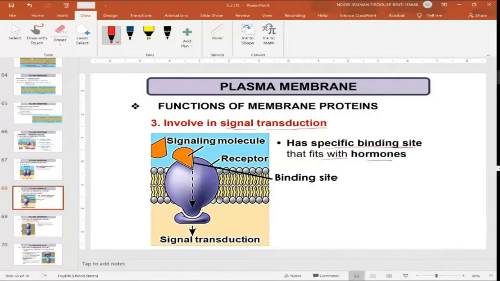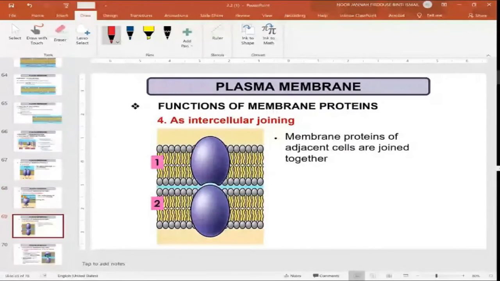Sebab kita ni, untuk pengetahuan awak, kita ada hormon. Hormon yang boleh masuk ke dalam sel, dia boleh terus masuk dalam sel, saiz dia kecil. Tapi ada juga hormon yang saiz dia besar yang tak boleh nak masuk ke dalam sel. Jadi macam mana dia nak berfungsi? Dia akan hantar maklumat kepada protein pada plasma membrane. Itu kita panggil reseptor. Reseptor akan hasilkan satu maklumat untuk sampaikan ke dalam sel, sebab tadi hormon tak boleh masuk.